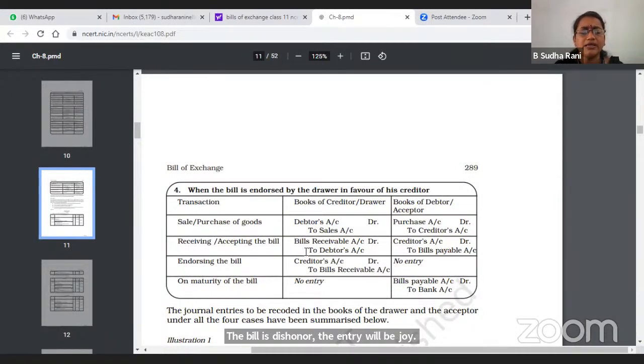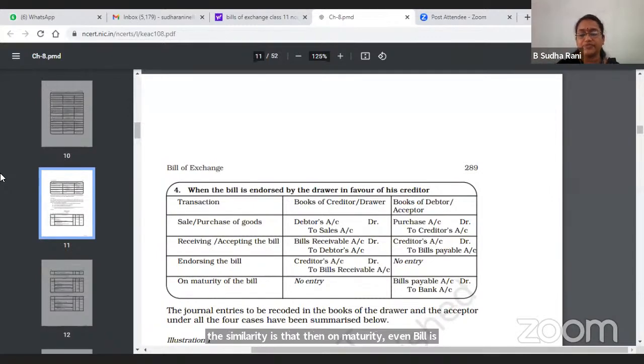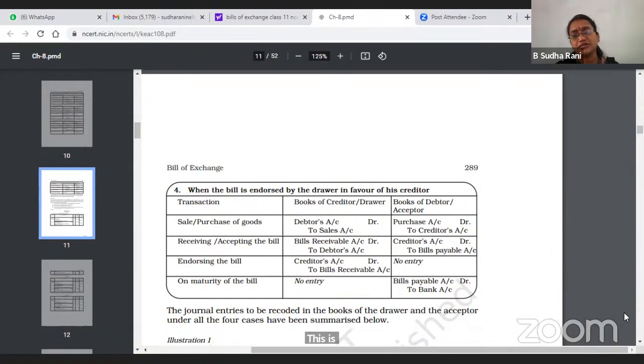So in these four situations, the similarity is that when the bill is dishonored on maturity, the drawee's name will be debited in the journal. You take the debit place in the journal entry, and in the credit place, put a question: bill is with whom? If it is the drawer, bills receivable account. If it is the banker, bank account. If it is a third party, the third party's name. If it is sent to collection, bill sent for collection account. So debit remains the same, credit changes. I'll share and I'll tell you.